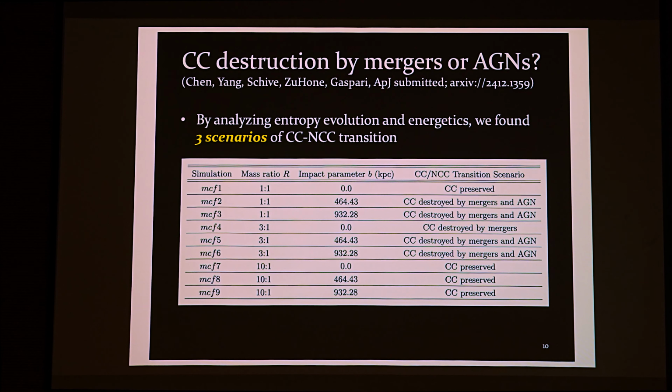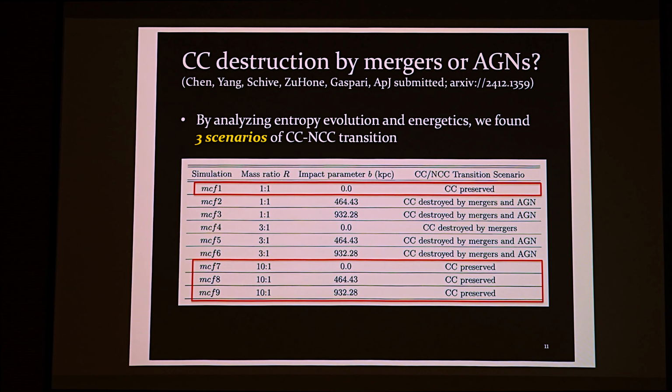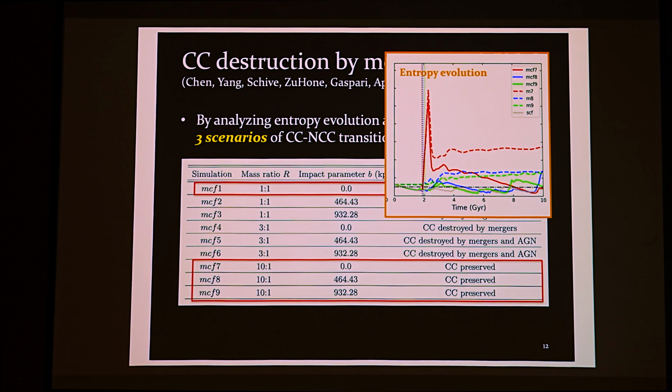The first scenario corresponds to these 4 simulations, and that mainly happens when you have a minor merger with a really small mass ratio, so a small infalling subcluster falling into the main cluster. In this case, the cool core is preserved throughout the simulation. Let's look at the entropy evolution for these 3 different cases.